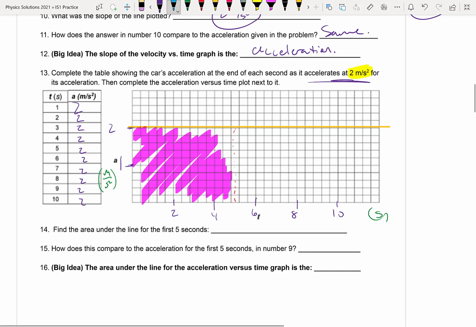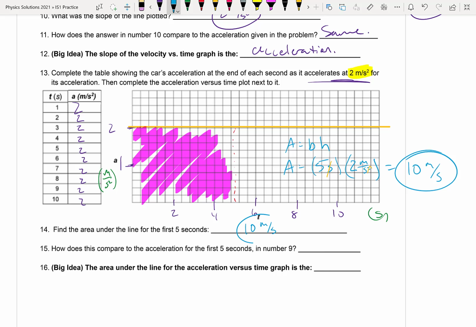Area is base times height. So my area is my base, which is 5 seconds, times the height, which is 2 meters per second squared. And that's going to give me 10. And then the 1 second cancels out here. So it'd be 10 meters per second. So this is 10 meters per second.